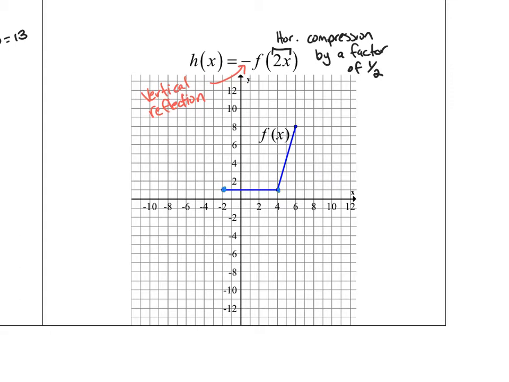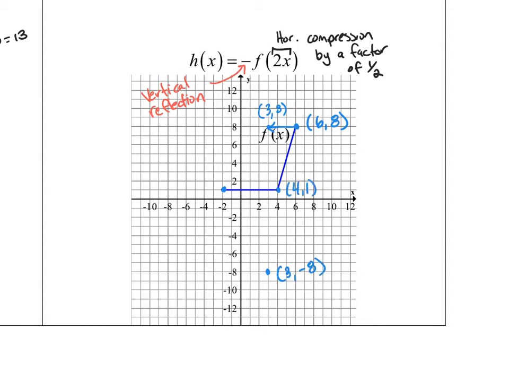So again, we'll take these key points. Let's start here at the point (6, 8). To compress that horizontally by a factor of a half, I am going to take the x value and multiply it by a half, which takes it here to 3. So we went to (3, 8). That was my compression. Then I'm going to reflect over the x-axis, which basically just means multiply the y value by -1. So I go down here to (3, -8).